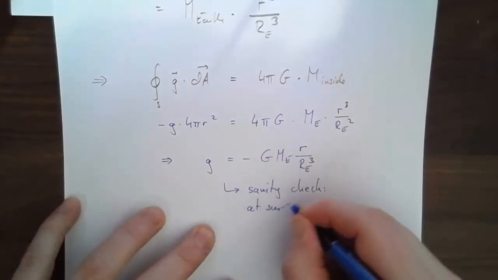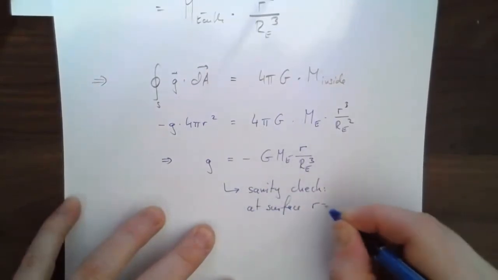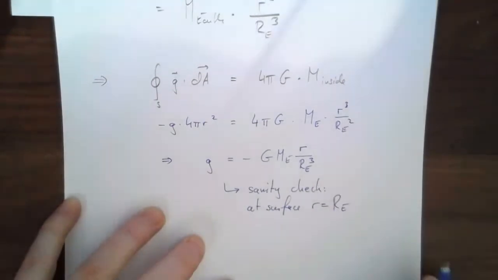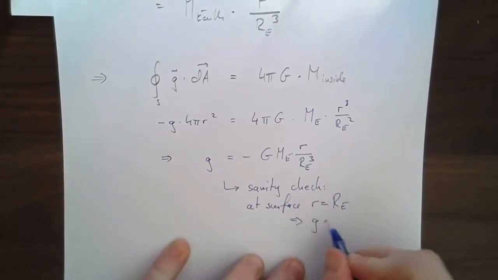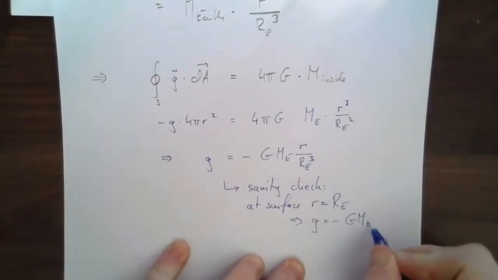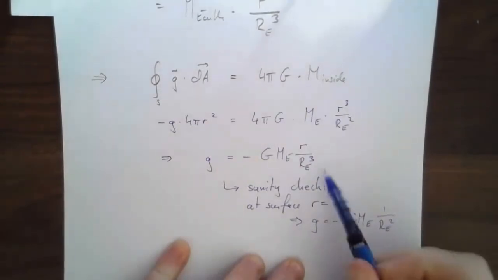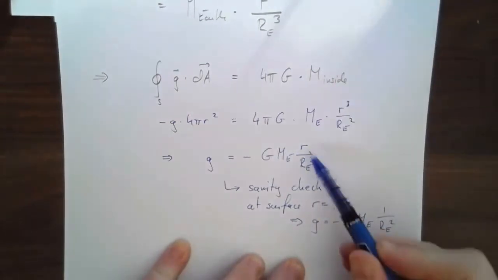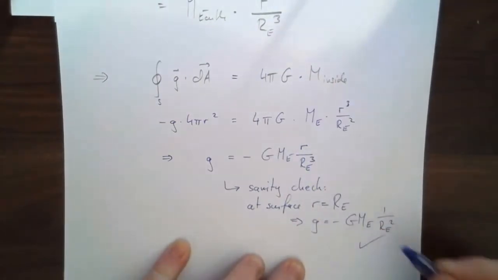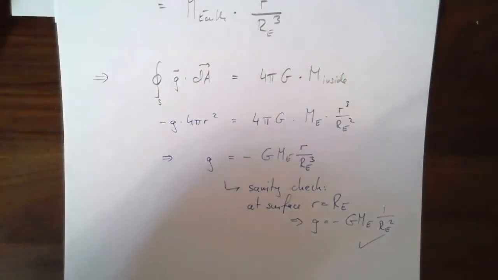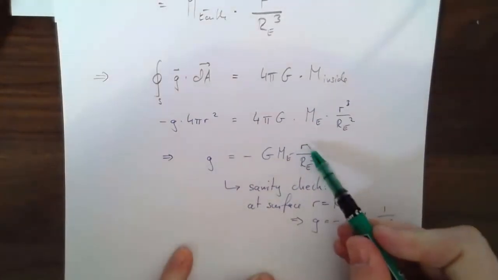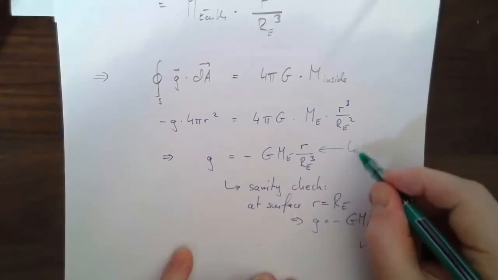At the surface, r is equal to r Earth. So g is equal to minus g M_E, and then I get 1 over r Earth squared, because plugging this into here is going to cancel one of the powers. Okay, that makes sense, right? That is just Newton's law of gravity given back to us. But as long as we're inside, there is a linear dependence. It's not squared or cubed, it's a linear dependence.